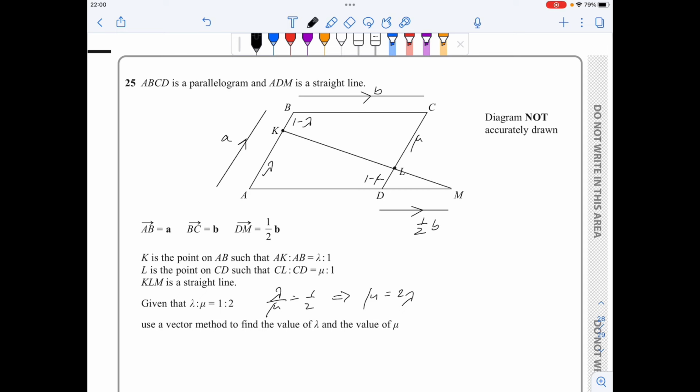And now I will use the fact that KLM is a straight line, which means that I can create two of the following three vectors, KL, LM, and KM. Once I do that, the ratio of the a's and the b's must be the same because it's a straight line. I'll proceed to find KL and KM.